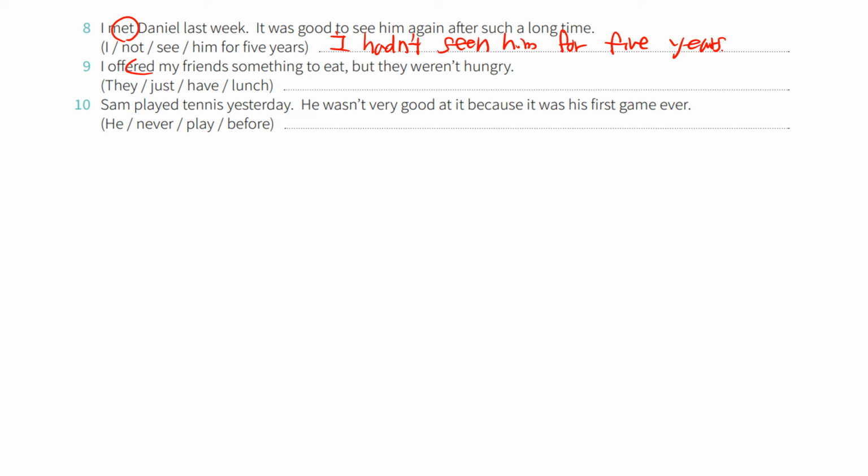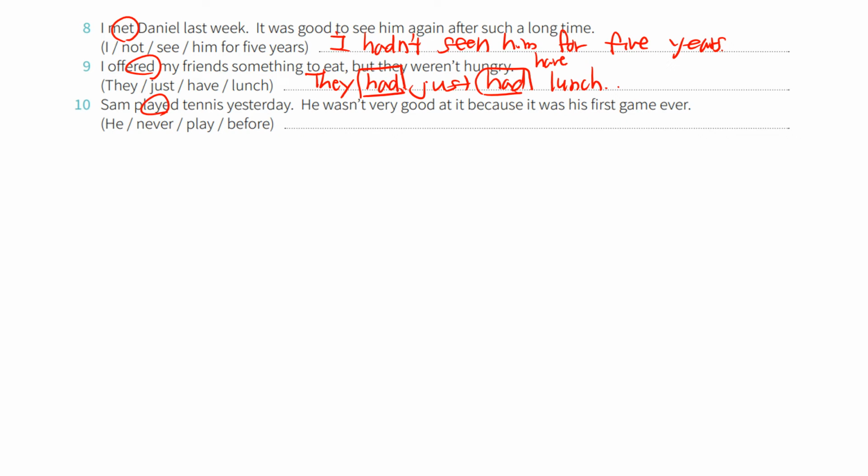I offered my friends something to eat, but they weren't hungry. Why? They had just had lunch. So this first "had" is auxiliary. This is the past participle of "have". They had just had lunch.